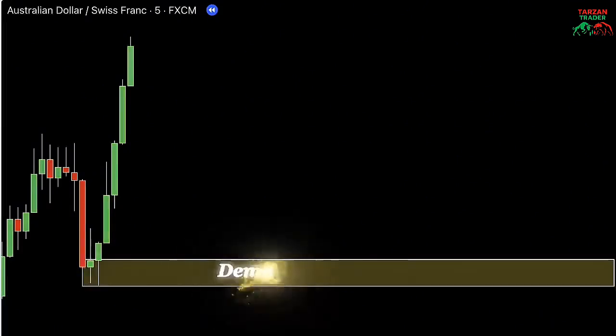Alright, let me walk you through this real chart example to show you exactly how to trade this powerful scalping strategy. We've identified a clear demand zone on the chart. Now, before placing a trade, we need to qualify the zone to ensure it's worth trading. Let's break it down. Let's look at the candle size.